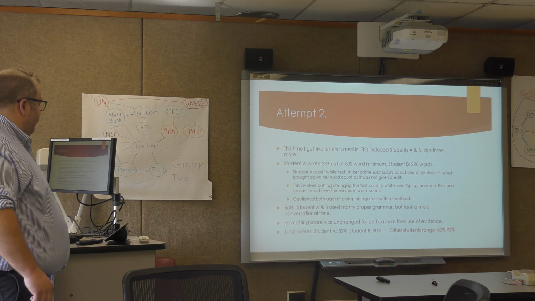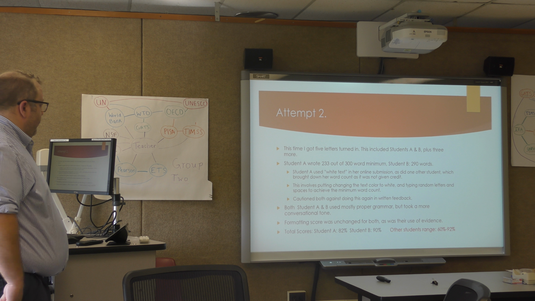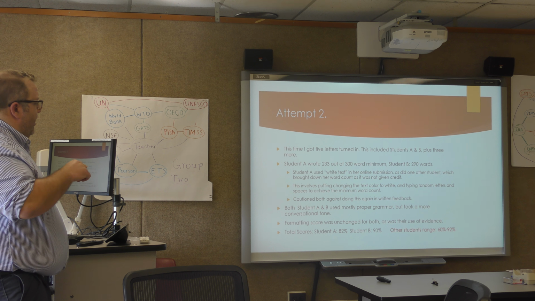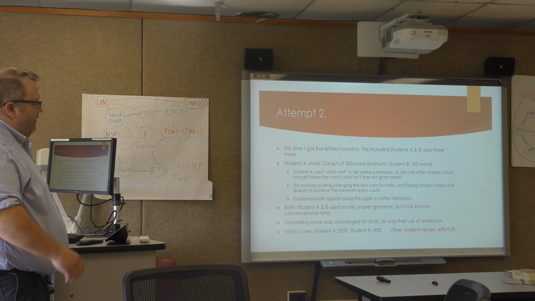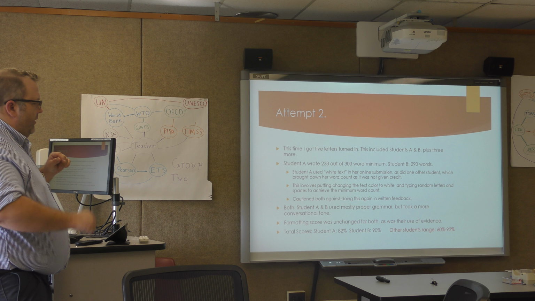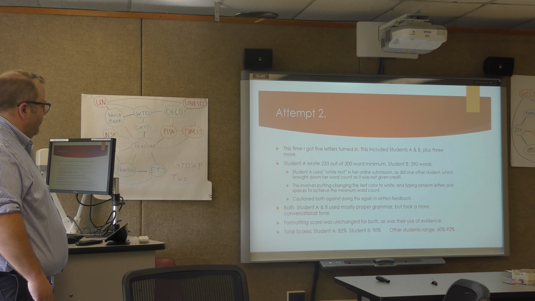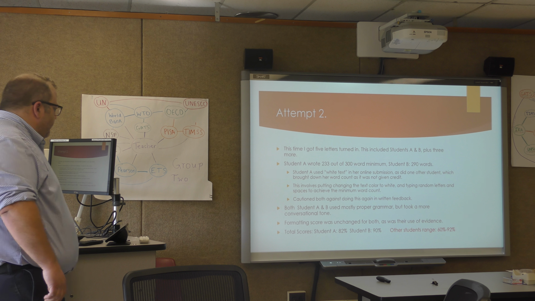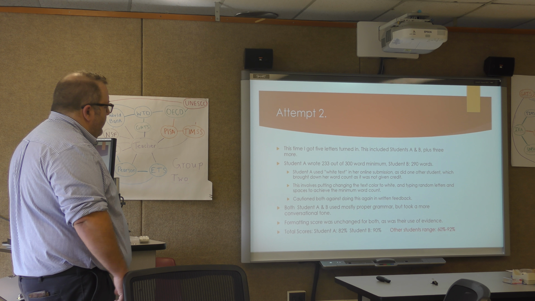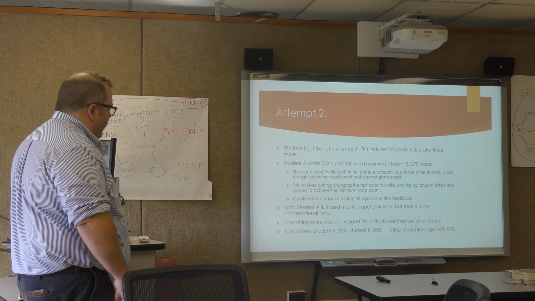Student A improved, doing 233 words out of 300. Student B did as well, doing 290. Student A, however, used some of the white text I talked about earlier. In the official word count she had over 300, but when you took out the random letters she'd added, it cut it back to 233. Student A got up to an 82, Student B to a 90. The other students ranged anywhere from 60 to 92%.